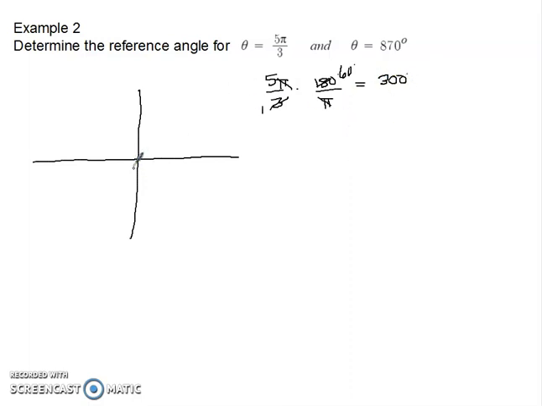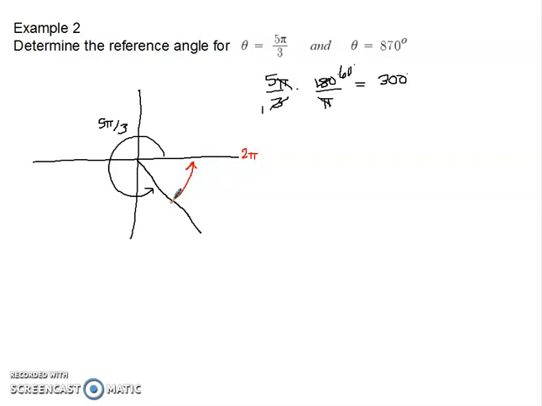So this angle is going to be 300 degrees, which would be between my 270 and my 360. So it's going to be in quadrant 4. So this is my angle theta, which is 5 pi over 3. I just turned it into degrees so that I know about where it is in my coordinate plane. So that means that my reference angle is going to be that remaining angle that gets me back around to a full rotation. In degrees it would be 360, but in radians it would be 2 pi.